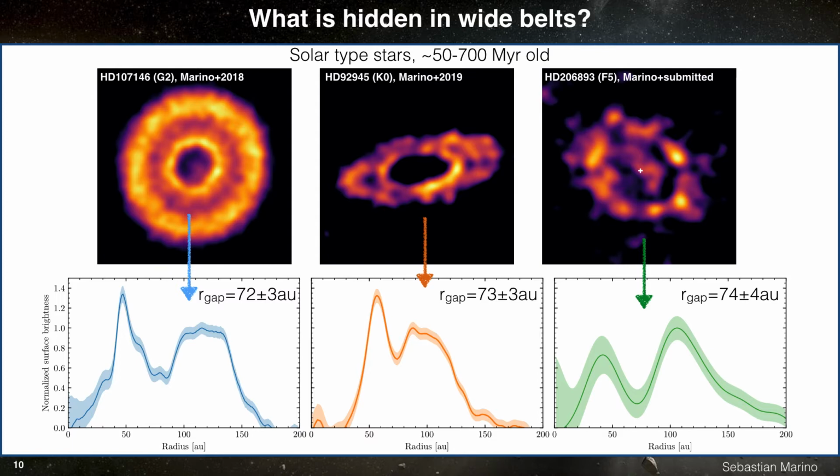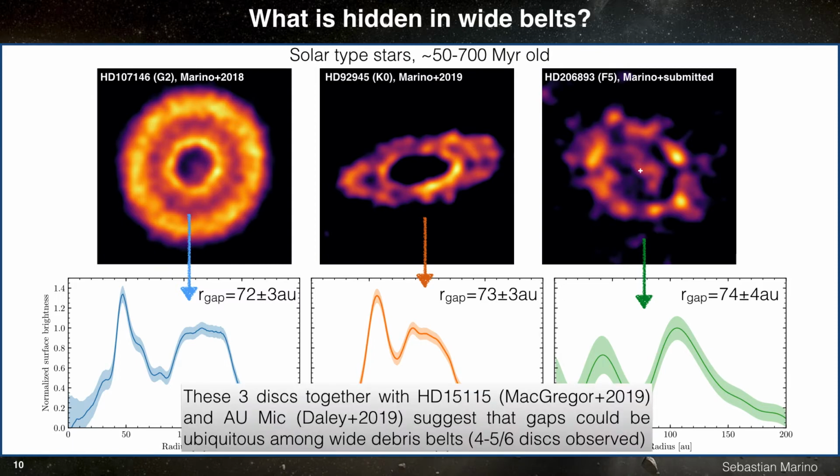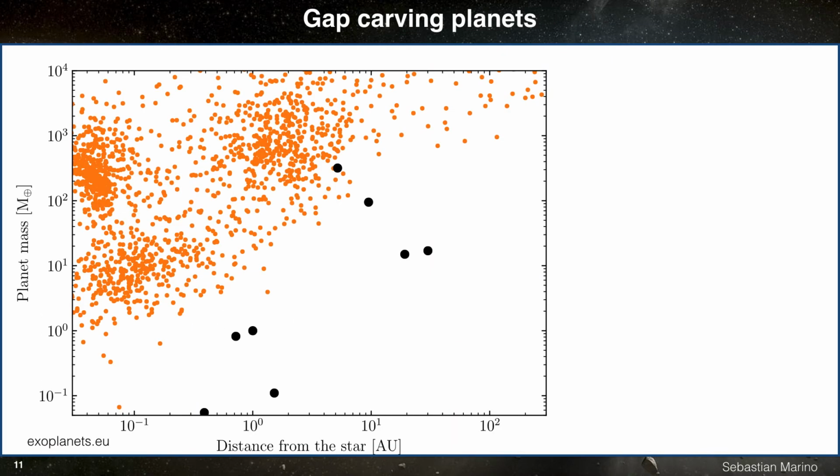What is very interesting though is that together with HD 15115 and AU Mic, which also have evidence of gaps, we find that gaps are present in 5 out of 6 disks that we have been able to image with ALMA at sufficient resolution and sensitivity. This means that substructure seems to be common among debris disks as well.